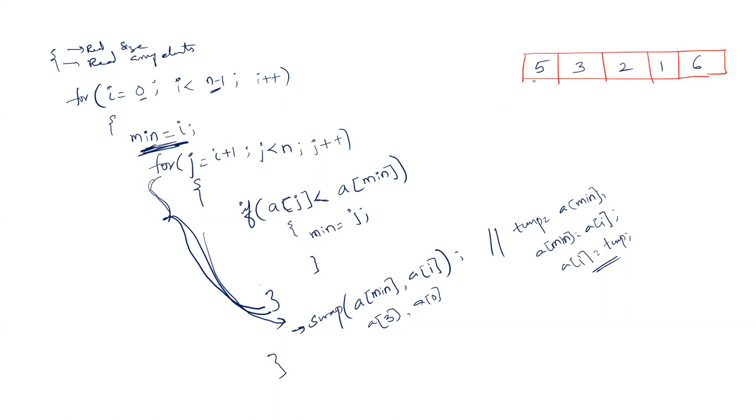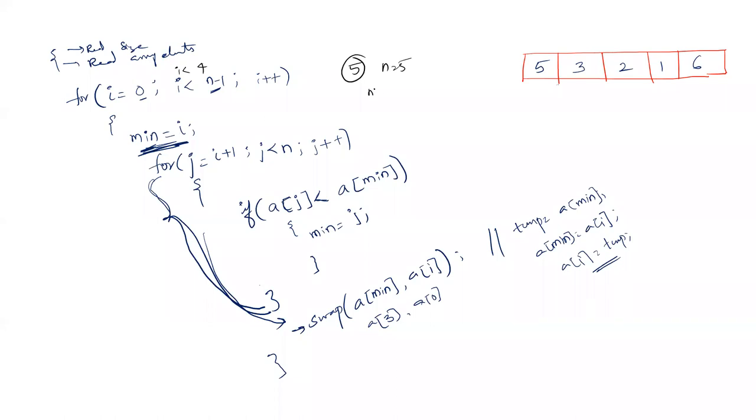Now, this is my elements. What is the size here? 1, 2, 3, 4, 5. My size is 5, n equal to 5. Now i equal to 0, i less than or equal to n minus 1, that is 5 minus 1, 4. Okay, next. min equal to i.